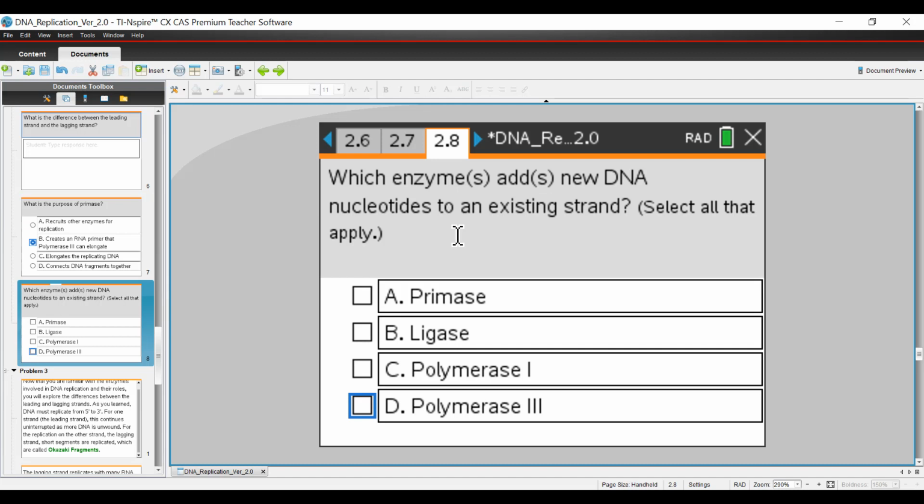Okay, which enzyme adds new DNA nucleotides to an existing strand? All right, select all that apply. There's a hint there that it's probably more than one. So let's see, primase does not add new DNA, it adds an RNA primer. Ligase just connects the gap between nucleotides. Polymerase 1 definitely adds new DNA, and polymerase 3, that's the majority of your DNA that's added.